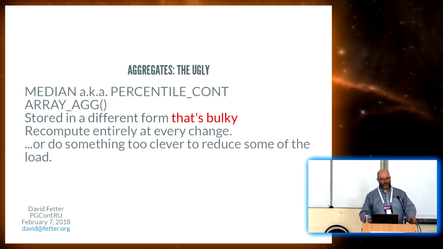Then unfortunately there are some really ugly aggregates. This would be median, which you spell with percentile continuous of 0.5, and array agg, and unfortunately these are stored in a different form that's really bulky. They can't really be done incrementally, and they have to be recomputed entirely at every change. This is the unfun kind of thing, but they may be just what you need, so we'll have to be able to handle them. And maybe there's something clever you can do with medians to reduce the amount of computation, but frequently not.